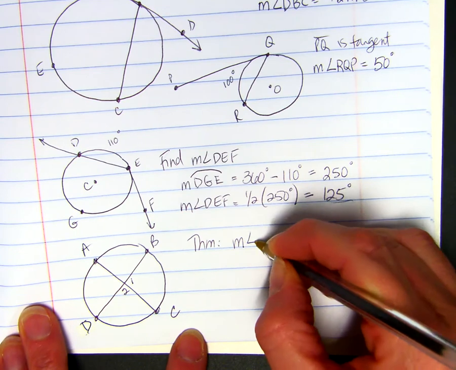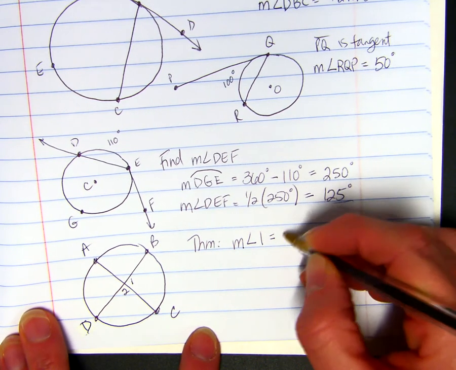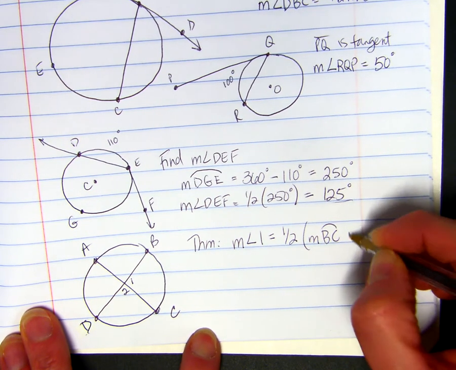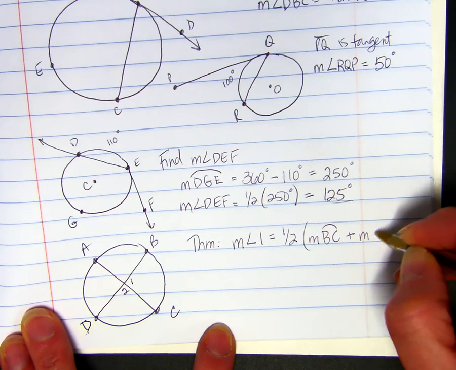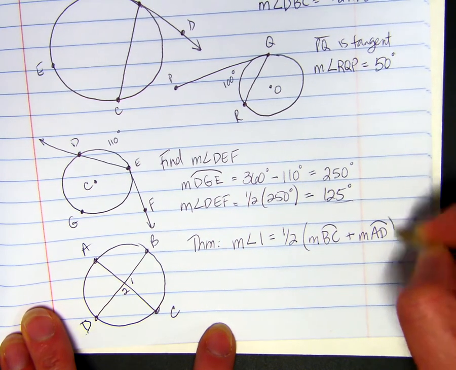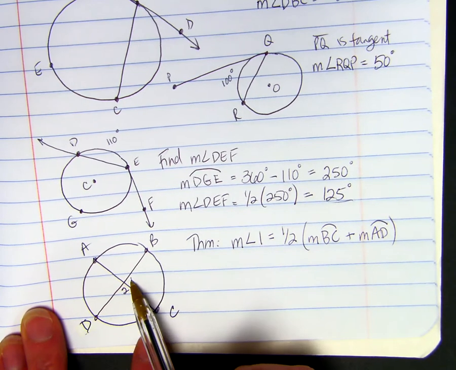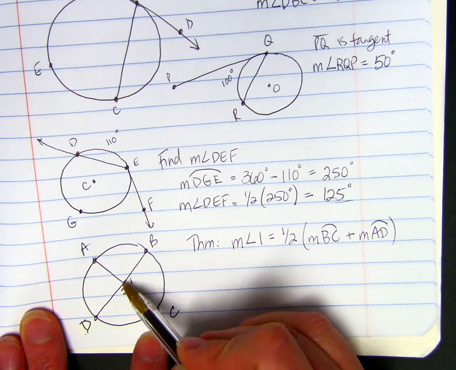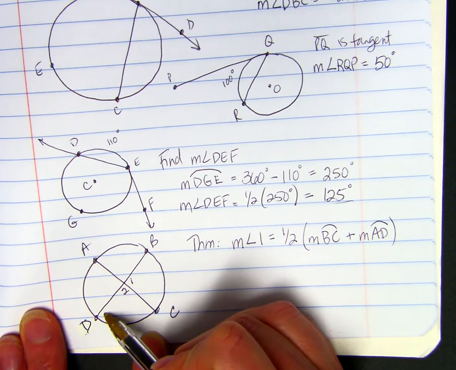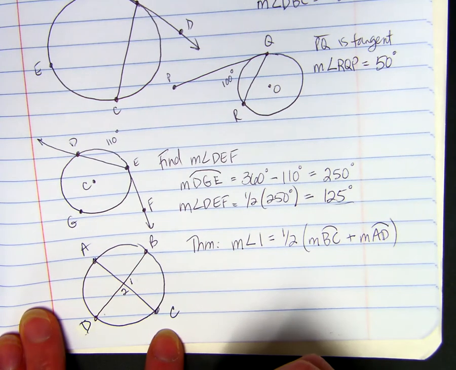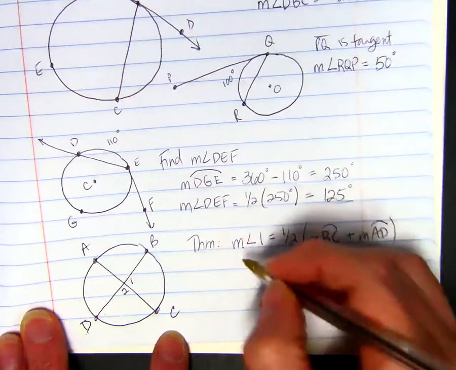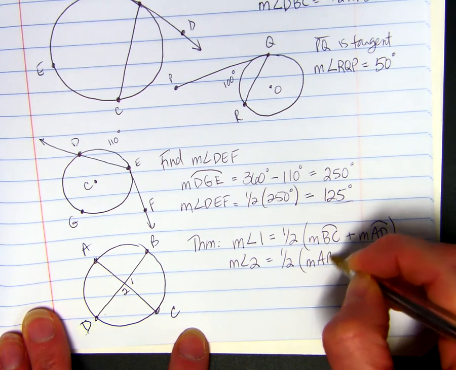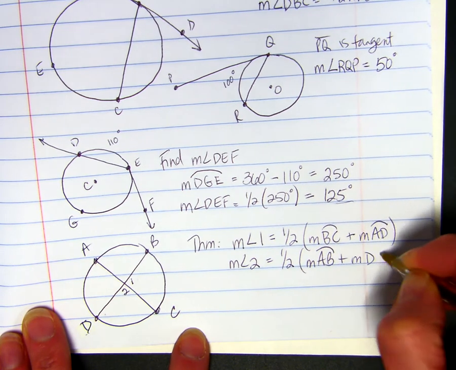The measure of angle 1 equals 1/2 the measure of arc BC plus the measure of arc AD. So if you see the measure of angle 1 right here, the arc that subtends it, BC, and the arc across from it, AD, if you add those together and take half, that will be the measure of this. And the measure of angle 2 equals 1/2 the measure of arc AB plus the measure of arc DC.